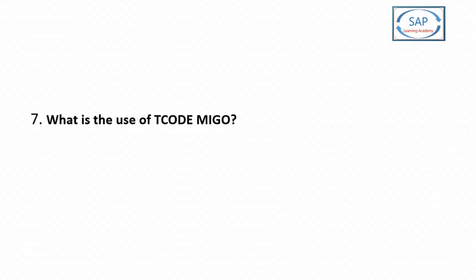Now we are going to the next question. What is the use of Tcode MIGO? Using this Tcode, we can do goods movement. In the warehouse, we do a lot of stock transfers, like goods issue or goods receipt. So using the Tcode MIGO, it can be used for goods movement in SAP.